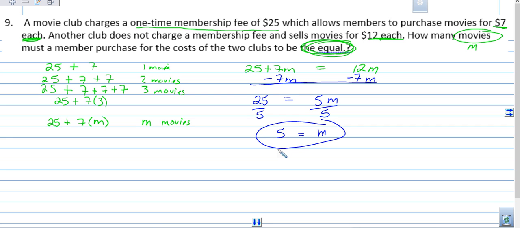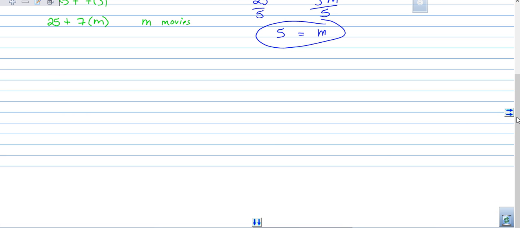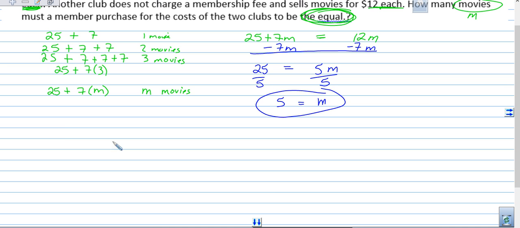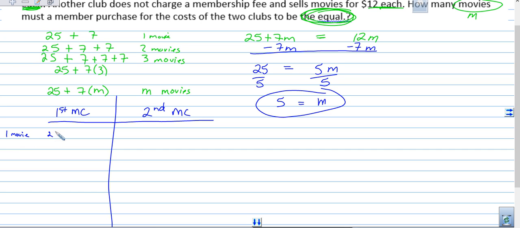Okay? Another way you could do it, if you want to take a more, I guess, visual approach to it, instead of going the equation route, is you could just do the first movie club and the second movie club and make a little table where you compare them. So if you did one movie, it'd be 25 plus 7, which equals 32. And here it would be $12 just to rent one movie.